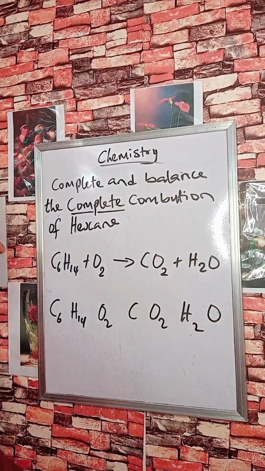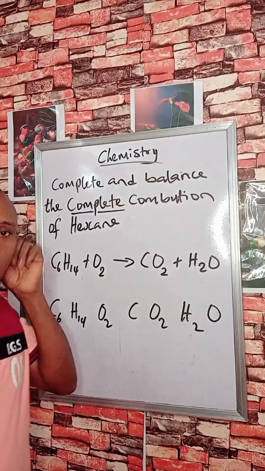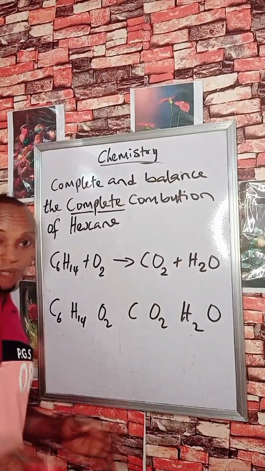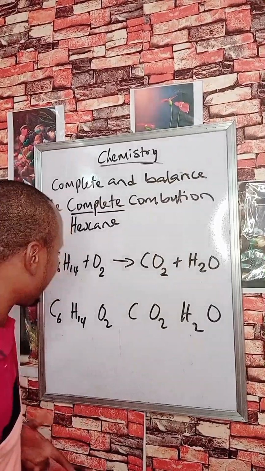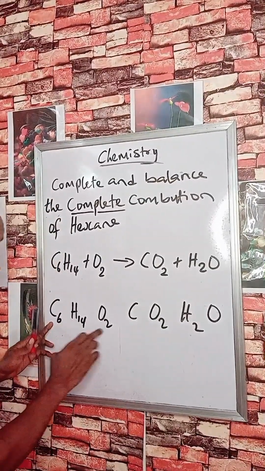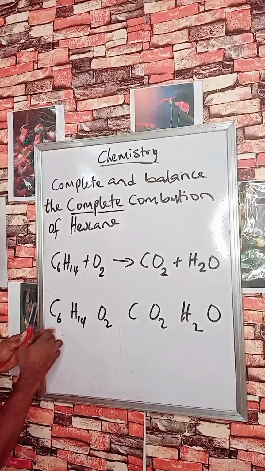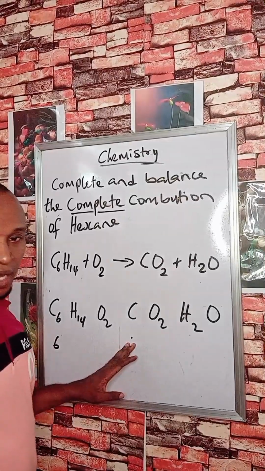After doing that, the first step is to balance the non-metals. Now, when balancing any equation, the first step is to balance metals before non-metals. But there's no metal here. So I'll pick up the non-metals and balance carbon before hydrogen and oxygen. So we pick up the carbon here. Carbon here is 6, and carbon here is 1.